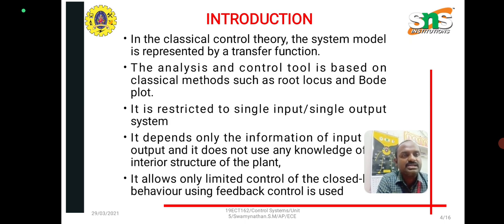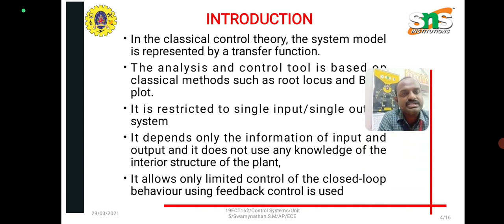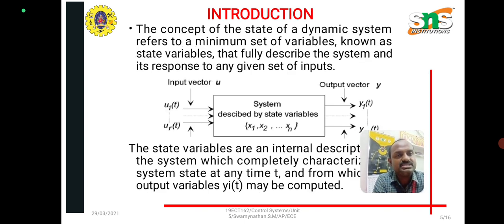In classical control theory, the system model is represented by a transfer function. Analysis of the control tool is based on classical methods such as root locus and Bode plot. It is restricted to single input, single output systems, and it depends on the information of inputs and outputs. It does not use any knowledge of the interior structure of the plant. It also allows only limited control of the closed loop behavior when feedback is used. So these are all the concepts.